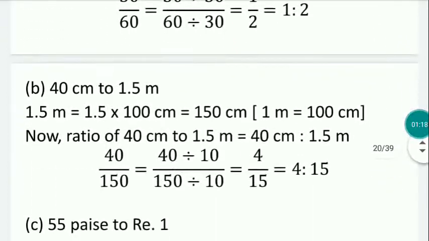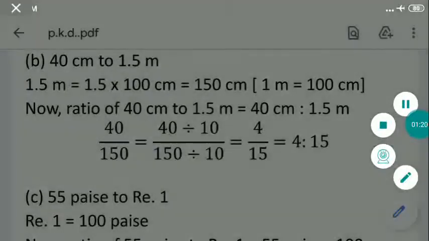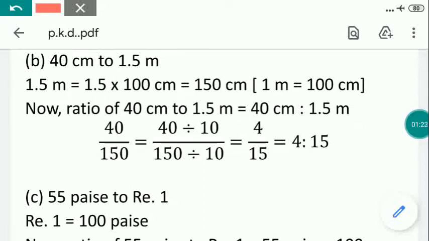So the ratio is 1:2. Now B, 40 centimeter to 1.5 meter. Again quantities are in different unit. Now we convert meter into centimeter. We know that 1 meter is equal to 100 centimeter. So 1.5 meter is equal to 1.5 into 100 centimeter, which is equal to 150 centimeter.